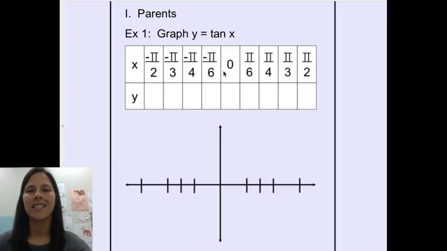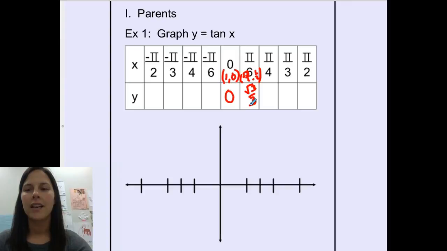Remember, tangent is sine over cosine. At 0, the coordinate is 1, 0. 0 divided by 1 is 0. At pi over 6, the coordinate is root 3 over 2, 1/2. When you do sine over cosine, you end up with 1 over the square root of 3, which rationalizes to root 3 over 3. At pi over 4, the coordinates are equal, so our tangent is 1.